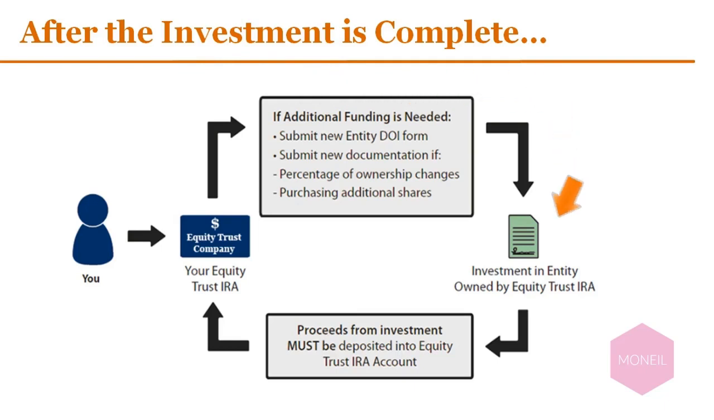An investment in an entity is owned by Equity Trust Company, that will be right there, and then the money flows out. Proceeds from the investment must be deposited into the Equity Trust IRA account. So all the proceeds from the investments have to go back into your Equity Trust IRA account. So it's kind of like a circle. You cannot take any money out. That's the main thing.